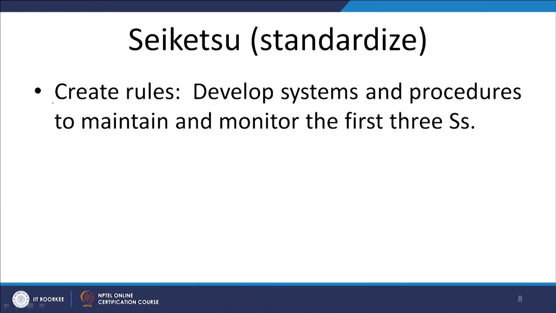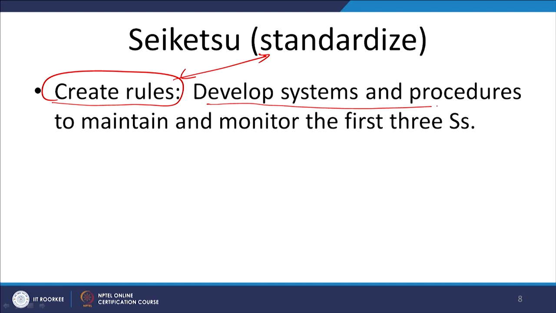Then another important S is Seiketsu, that means standardization. Now, the idea of standardization we have already discussed in one of our earlier principles of the Toyota production system, that we need to create more standards for the task. The meaning of creating standards for a task is to create rules. That is the meaning of standardization, that you have to create more rules for your workplace, for the task, for the job in hand. And when you are creating more rules, you actually develop systems and procedures. You develop SOPs, the standard operating procedures, to maintain and monitor the first three S.